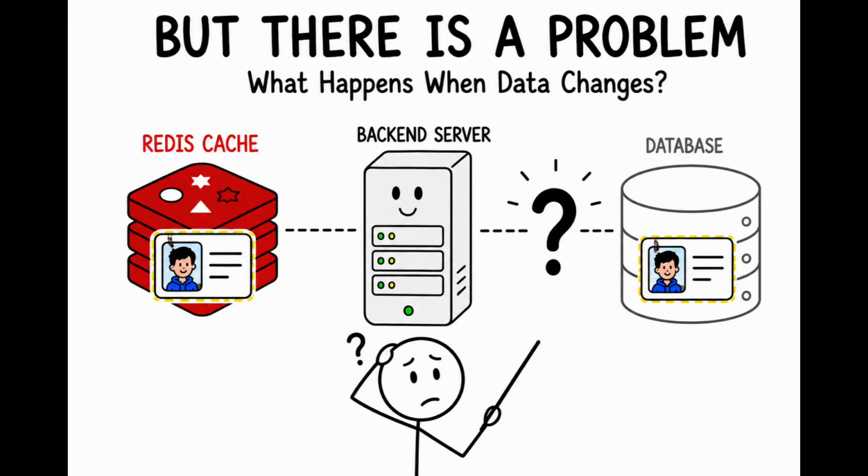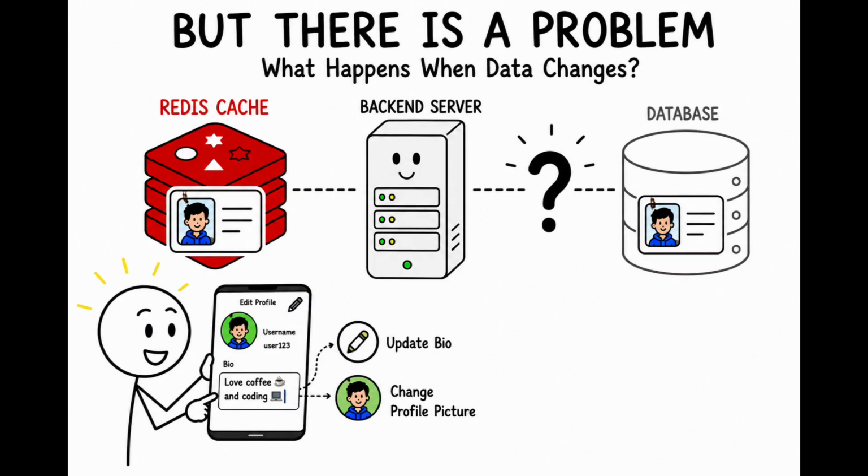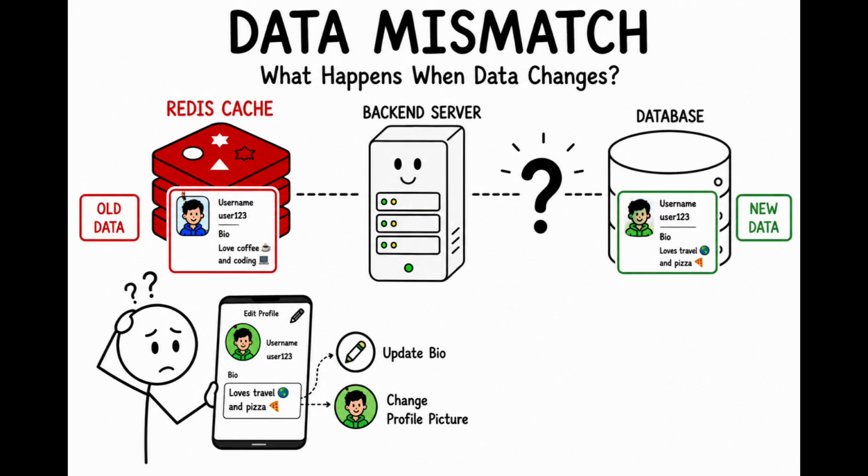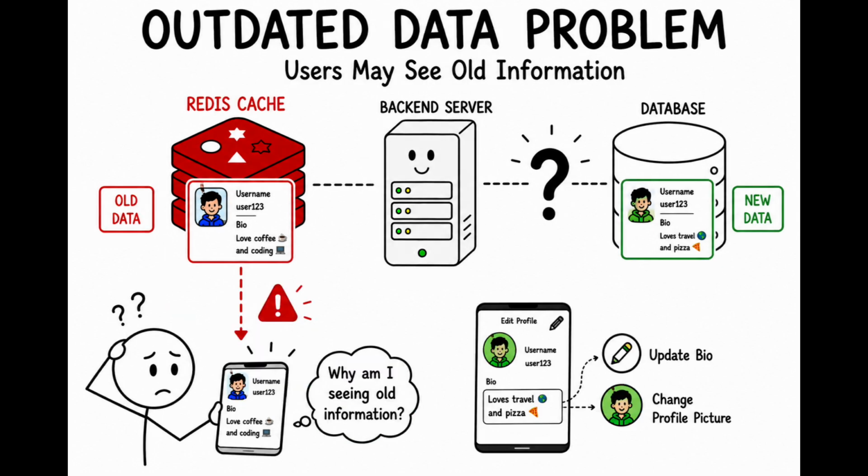But there is a problem now. Another important question appears. What happens when the data changes? Suppose the user updates their bio or changes their profile picture. The database now contains new information, but Redis may still contain old information. That means users could see outdated data, and that is a problem. So how do we fix it?